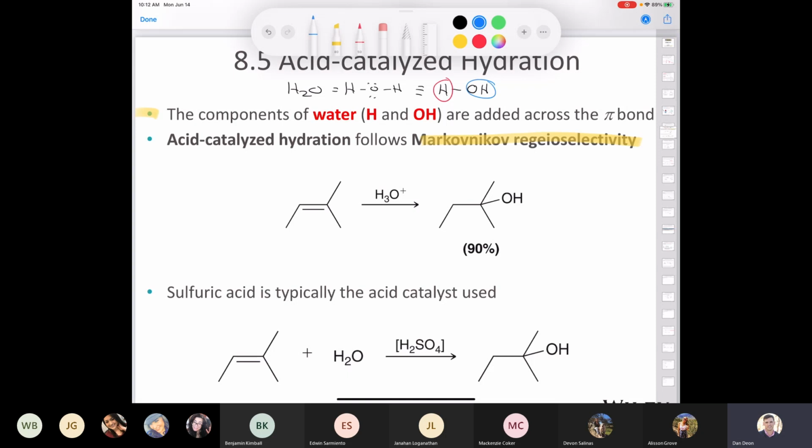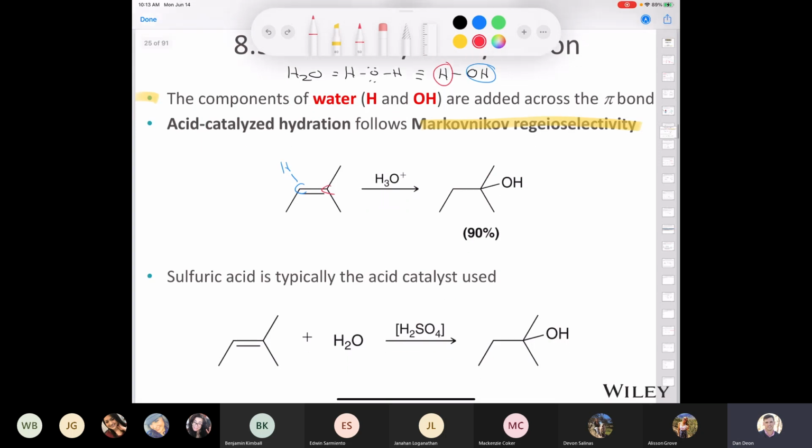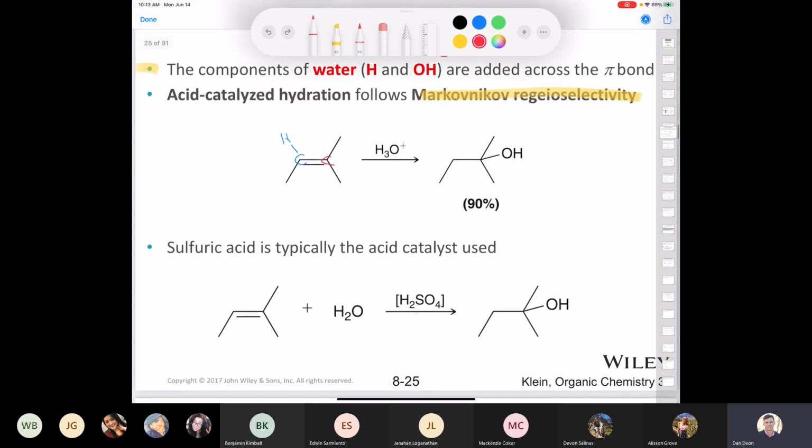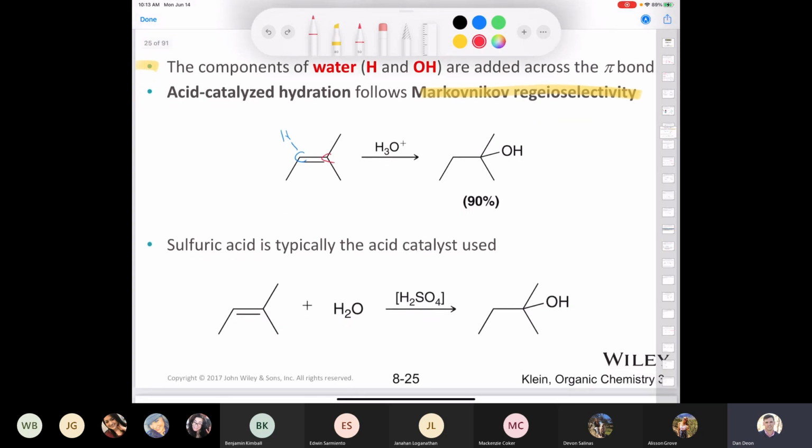So you see here we have hydronium, and we have an alkene that is unsymmetrical. We have this carbon that has one hydrogen attached to it, and then we have this carbon in red which has no hydrogens attached to it. And so the carbon in blue is the one that takes the hydrogen, and the other carbon takes the hydroxyl. And you can see that that occurs in a very high yield, 90% yield. Now it says here that sulfuric acid is typically the acid catalyst that is used.